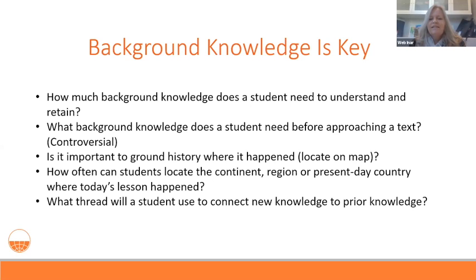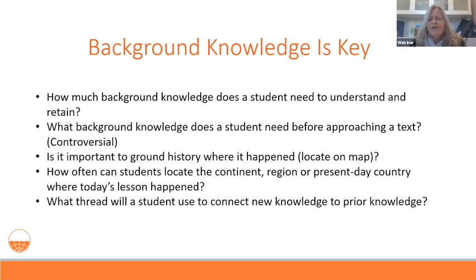And if you did a lesson, do you think that the students after the lesson could actually locate it on a map? How often do you think it is that students after a lesson, especially in US or world history, could locate the continent or the region or the present day country where that lesson happened?